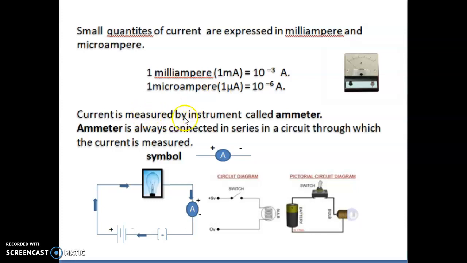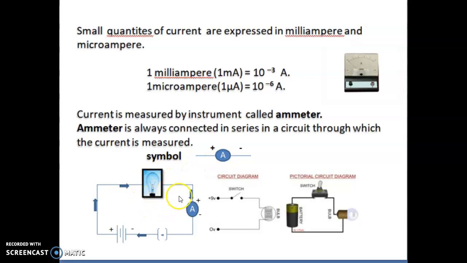The current is measured by an instrument called ammeter. This is a photo of an ammeter. Ammeter is always connected in series in a circuit through which the current is measured. The symbol of the ammeter is this. So this symbol will be used in a circuit diagram.